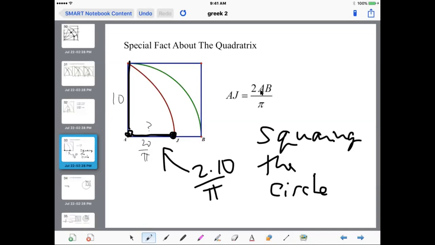So that would be like a test question. I would just cross this out and say, how long is that? And you would just know that it's double the side length over pi. Well, that's going to be really convenient because of the pi here. It might help us square the circle, because the problem with squaring the circle, creating something that has area of pi r squared, is that we need something with pi in it, and that would do it.